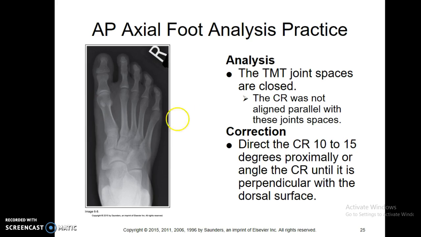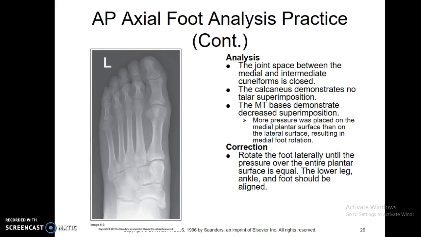Let's see. TMT joint spaces are closed. They are not aligned parallel with these joint spaces. So tarsal, metatarsal joint spaces, these right in here. Can't see any of them. So looks like the angle is not quite there. Should be 10 to 15 degrees on that for most patients, depending on their arches.